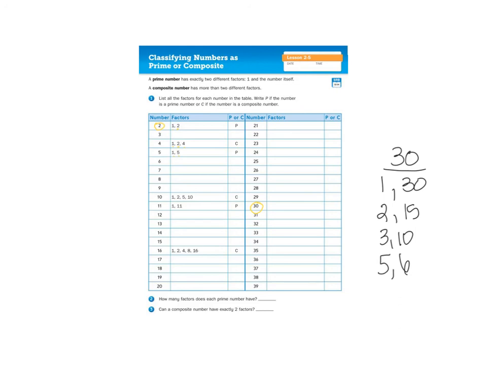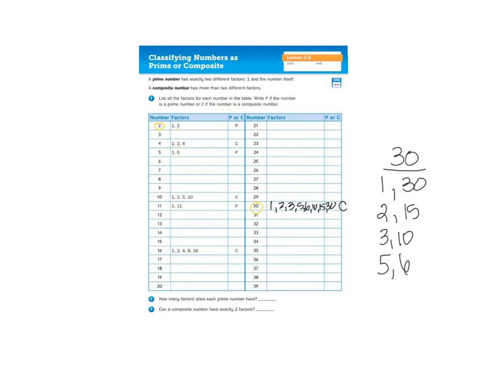So in my factors, I will write 1, 2, 3, 5, 6, 10, 15, 30. I should have written smaller. And so this one is composite.